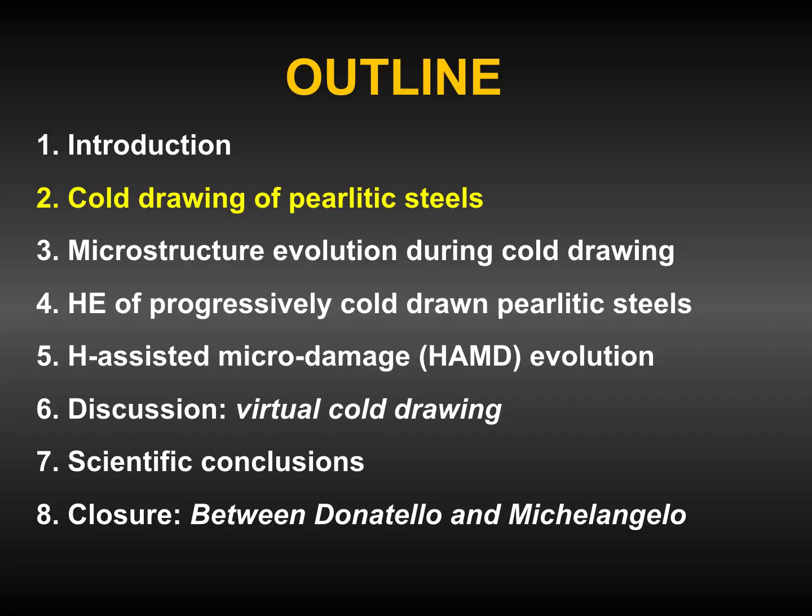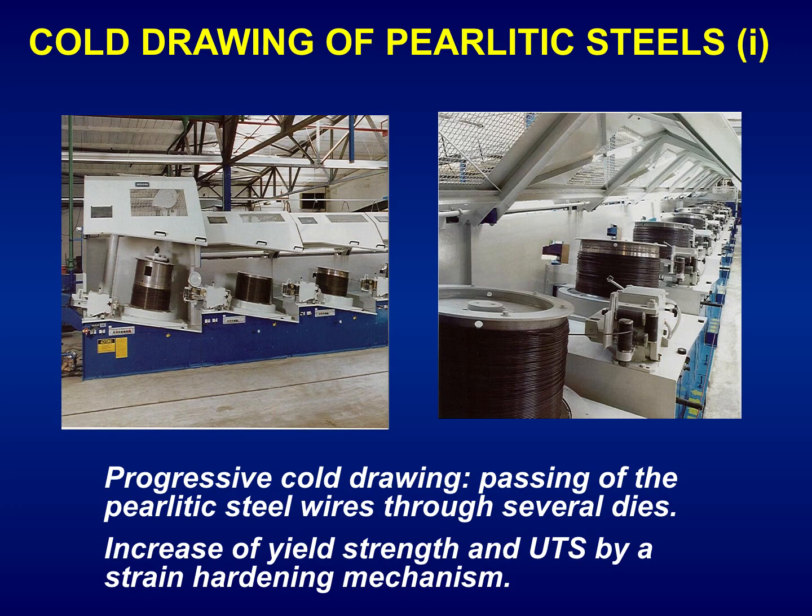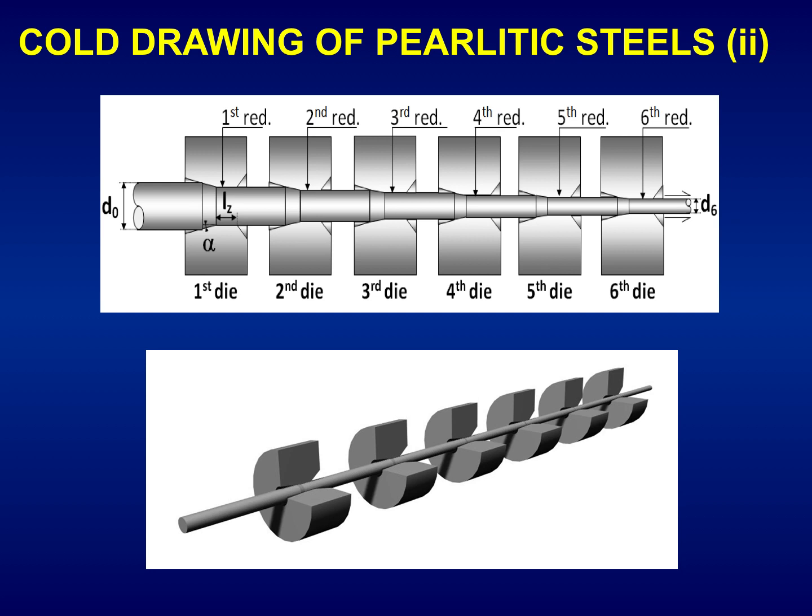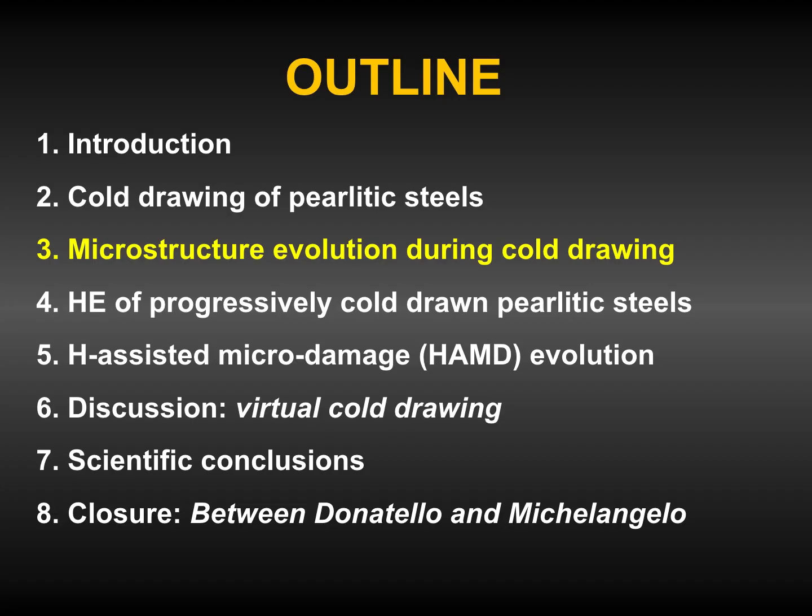Let's describe the cold drawing of perlitic steels. Two pictures of the real manufacturing chains in the industry with progressive cold drawing, passing of the perlitic steel wires through several dies, with the consequence of an increase of yield strength and UTS, ultimate tensile strength, by a strain hardening mechanism. This is a schematic of cold drawing of perlitic steel, a typical process of 6 passes through 6 dies, and a 3D view of this process.